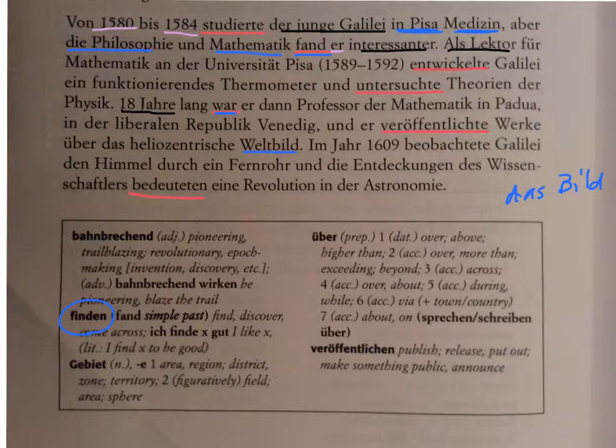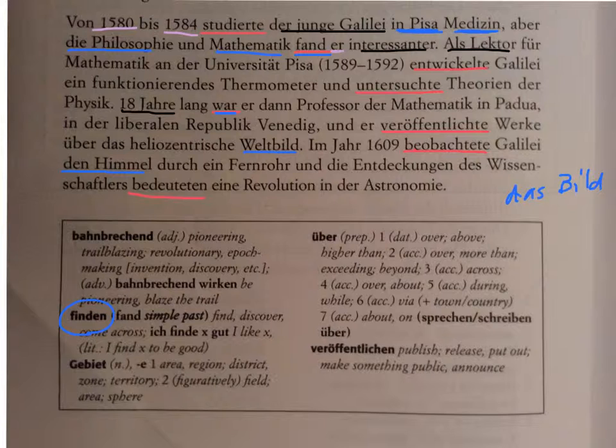And finally, im Jahr 1609 beobachtete Galilei den Himmel durch ein Fernrohr und die Entdeckungen des Wissenschaftlers bedeuteten eine Revolution in der Astronomie. That's a nice sentence. In the year 1609, Galileo beobachtete, we saw this, didn't we, on Monday? Observed the heavens, really, the sky. Der Himmel can be either the heavens or the sky.